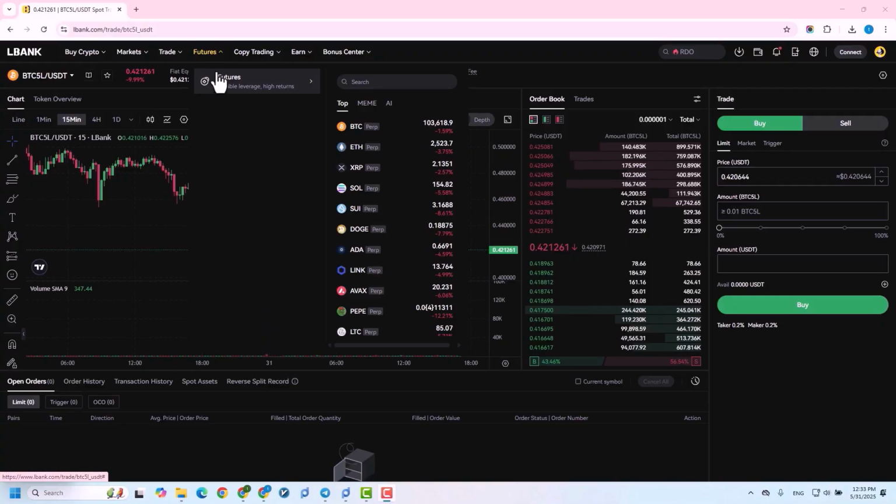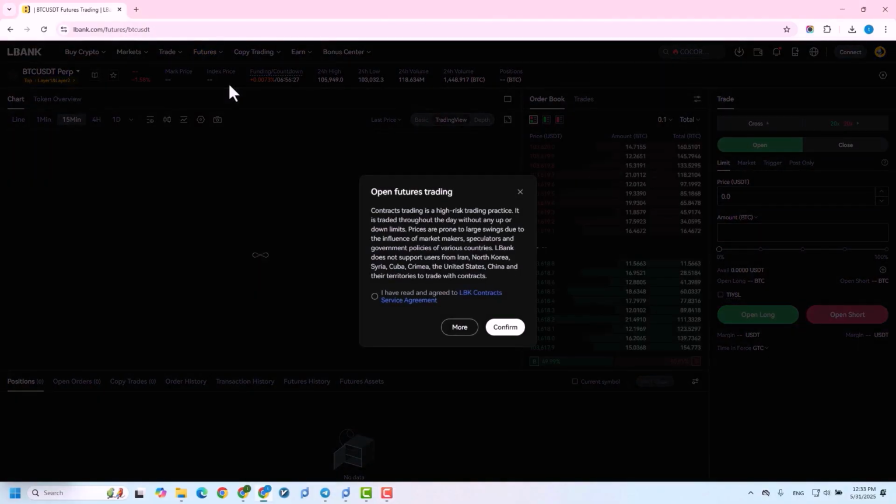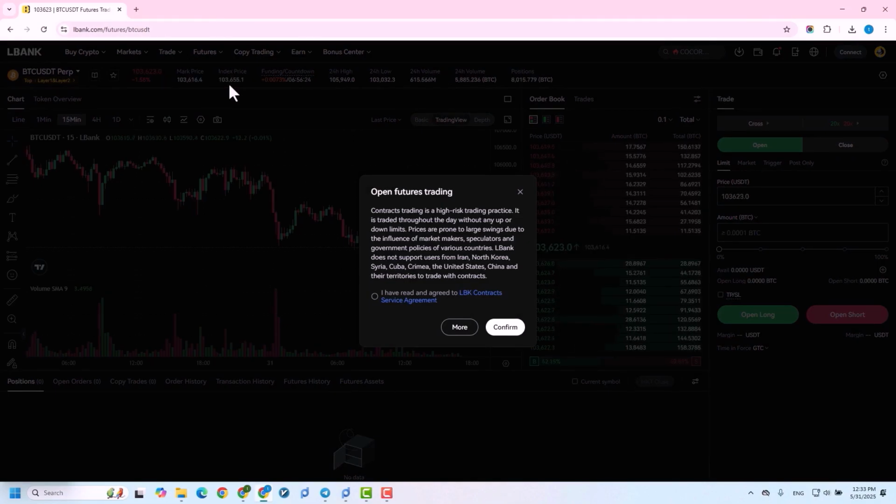This section is one of the advanced parts for professional traders who want to make the most out of market fluctuations. By clicking on this option, a page opens for us that states futures contract trading on LBank involves high risk and includes significant price volatility. Also, traders from countries such as Iran, the United States, China, and several other countries are not allowed to use this section. By clicking this option, you indicate that you have accepted the terms and conditions, and finally, you select the Confirm option.